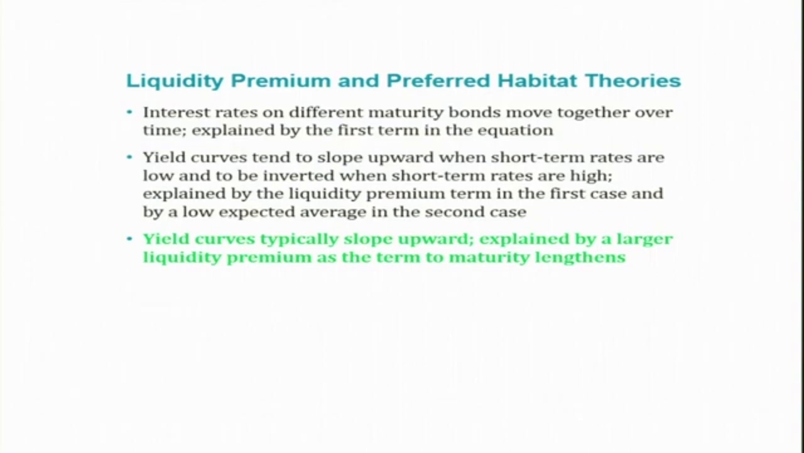Liquidity premium and preferred habitat. Interest rates on different maturity bonds move together over time, and this is explained by the first term in the equation, right. Yield curves tend to slope upward, and this is also explained by the premium in this theory. The last part, that yield curves typically slope upward, is explained by a larger liquidity premium as the term to maturity lengthens. Thank you.